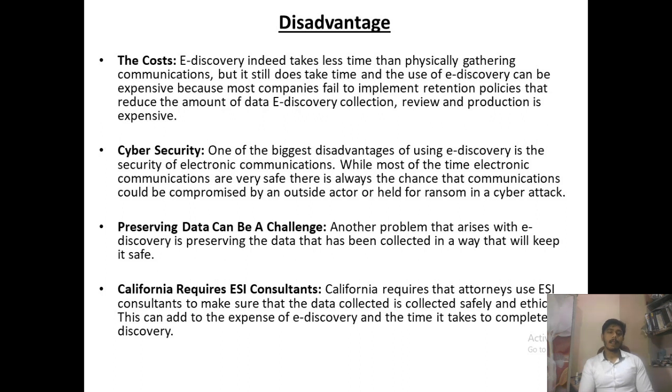So, these disadvantages are: e-discovery saves time compared to gathering physical documents, but it's still time consuming and costly because many companies lack data retention policies. Cybersecurity risks include potential compromise of electronic communications. Preserving and collecting data securely poses challenges.